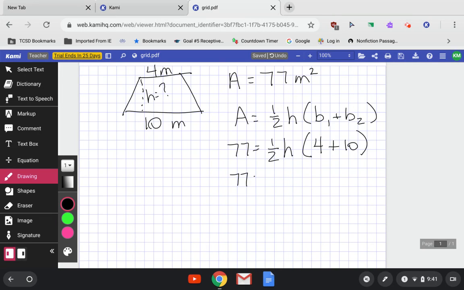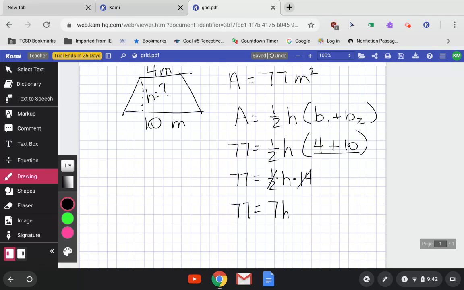So my 77 will stay the same. My 1/2 times my height times 10 plus 4, I'm going to simplify that, is 14. Once again, I'm going to simplify on the right side of my equation. I can do 1/2 of 14. Since this is all multiplication on the right side, I can do it in any order. So what's 1/2 of 14? Or I can plug it in my calculator. 1/2 times 14, which is 7. And then I still have my h to bring down.